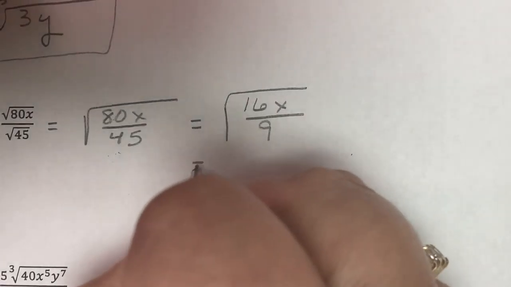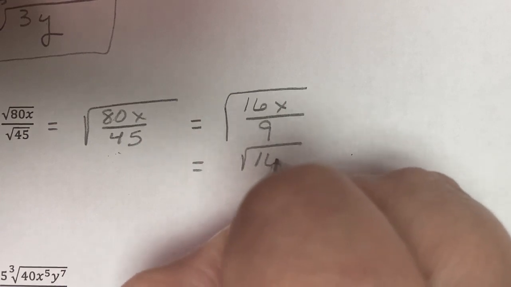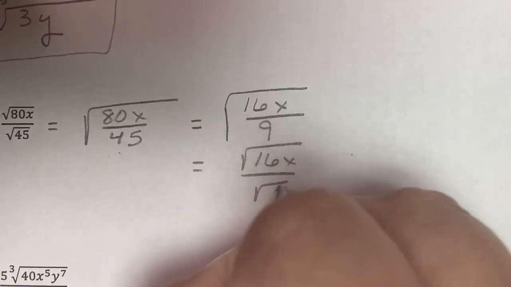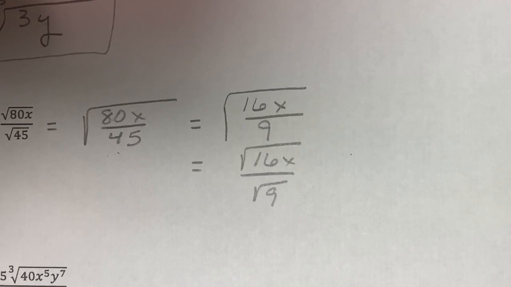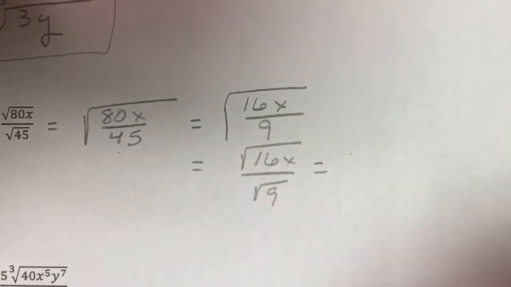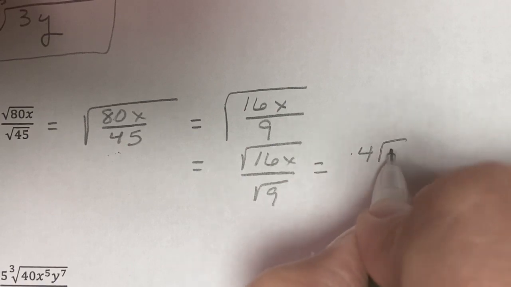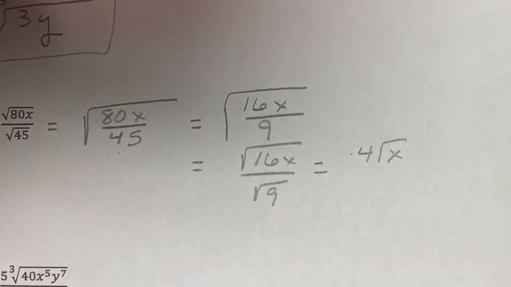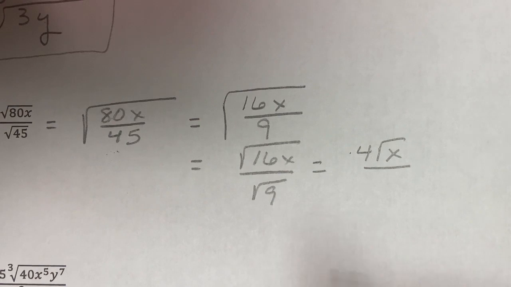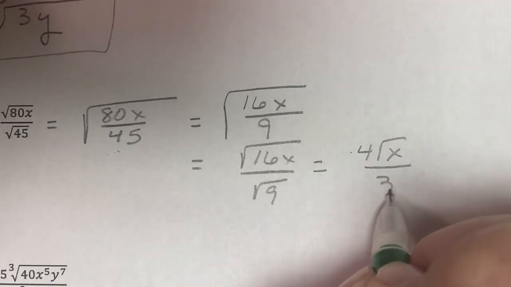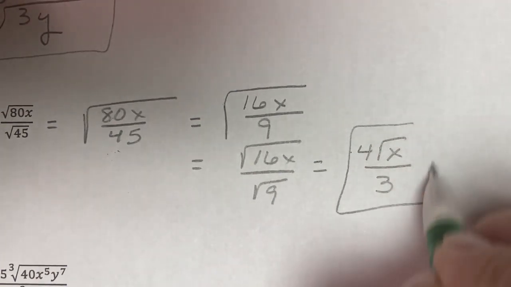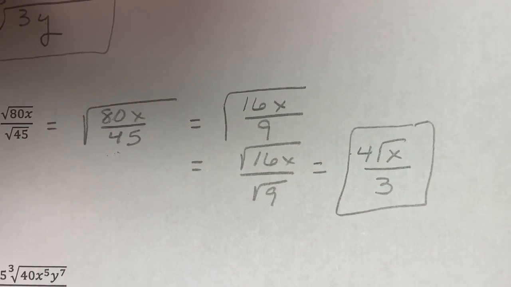Now, let's split it up again. The square root of 16x over the square root of 9. Do you see what reducing that by 5s did? What is the square root of 16? That's a 4. That's going to come out. Now the x can't come out. And then what's the square root of 9? That's a 3. So in other words, you can cancel within two radicals.